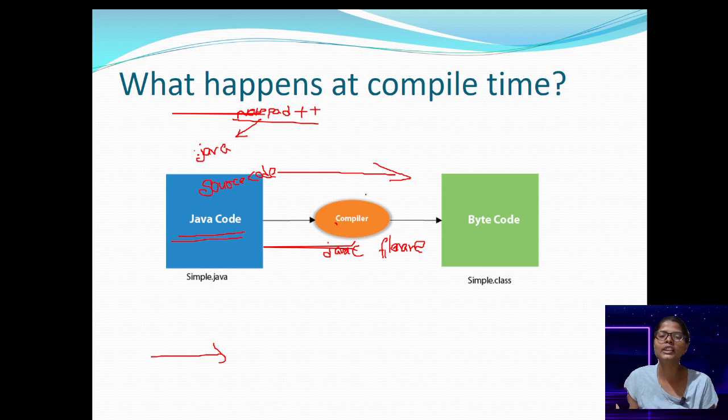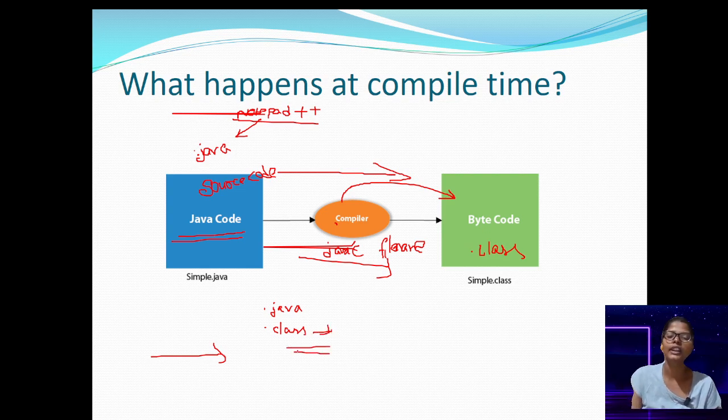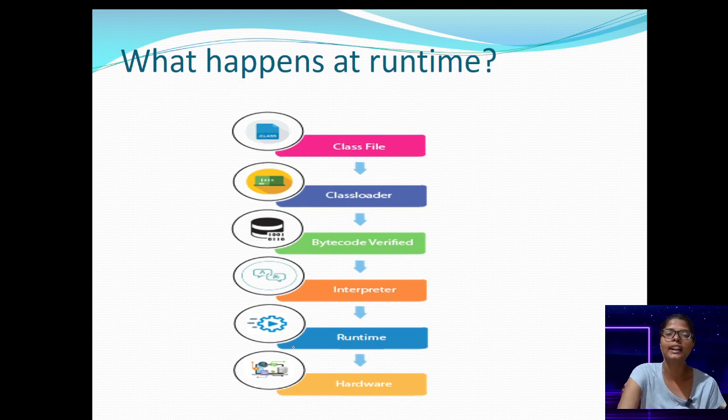After compilation, if there is no error in your code, it is converted into bytecode. It will be in .class format. If you go to your folder, you can see this .class file. In whichever folder you have saved this .java file, after compilation it will generate the .class file. You cannot understand it if you open it. So this happens at compile time.